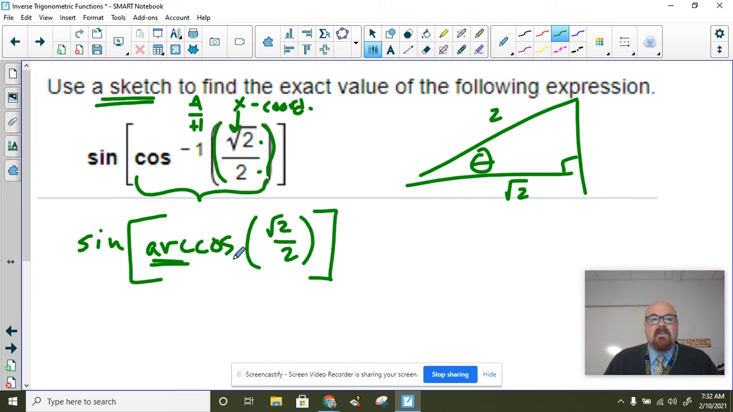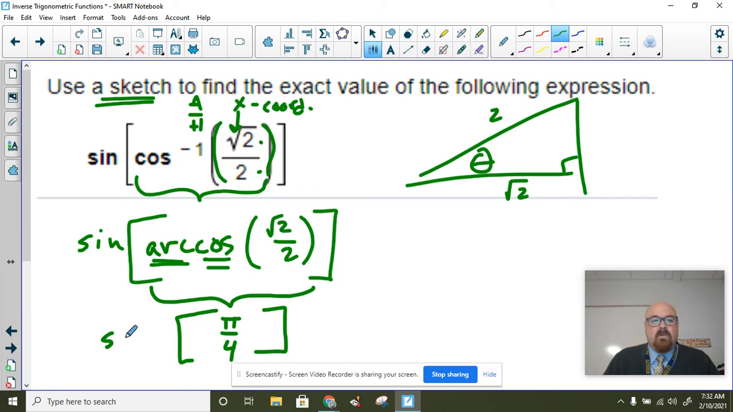Okay, so what piece of the circle has an x coordinate of radical 2 over 2? And that piece, that output for this entire thing, is pi over 4. So now I'm replacing that entire expression with its value, and its value is the pi value that has an x coordinate of radical 2 over 2. And then when we take the sine of that value, now we're not doing inverse trig anymore. Now we're doing the regular trig functions.